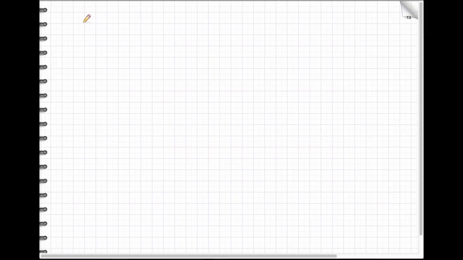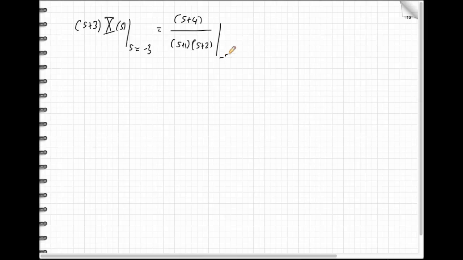Now C: I'm going to multiply s plus 3 times X of s, evaluated at s equals minus 3. That's going to be equal to s plus 4 over s plus 1 times s plus 2. Evaluate that at minus 3, and that's 1 over minus 2 times minus 1, so 1 half. That is equal to C. So, A, B, and C.